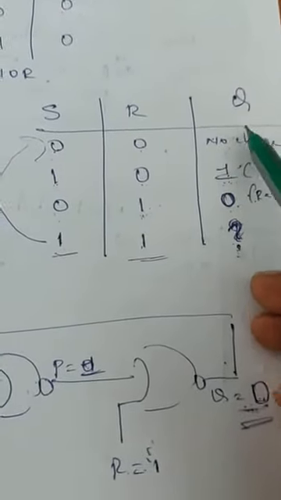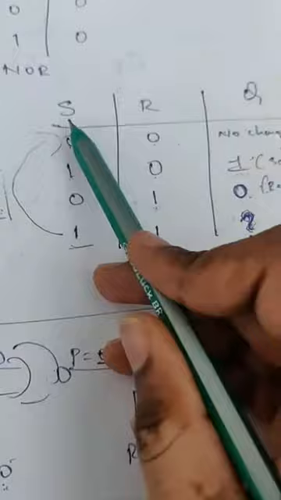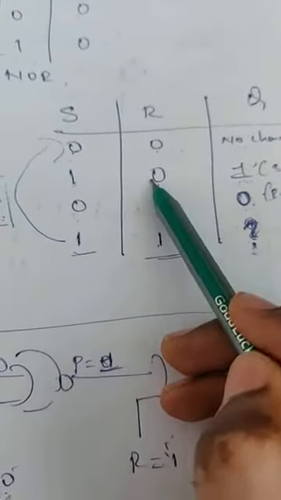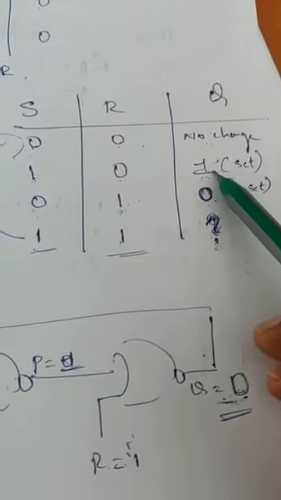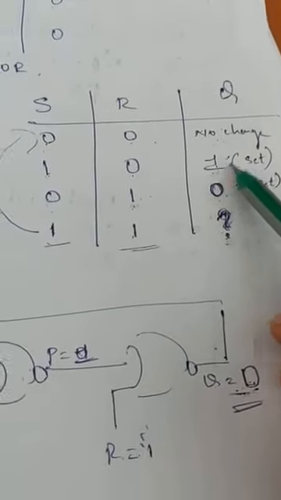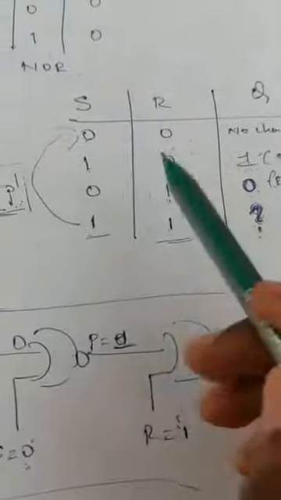If the previous state of q is 1, it will be 1. Next, if s is equal to 1 and r is equal to 0, then no matter what the previous state is, if the previous state is 0, it will change to 1. If the previous state is 1, it will be 1 itself, when s is equal to 1 and r is equal to 0.